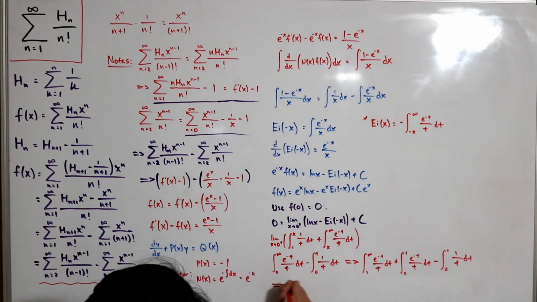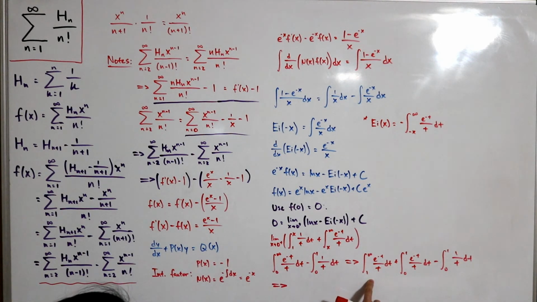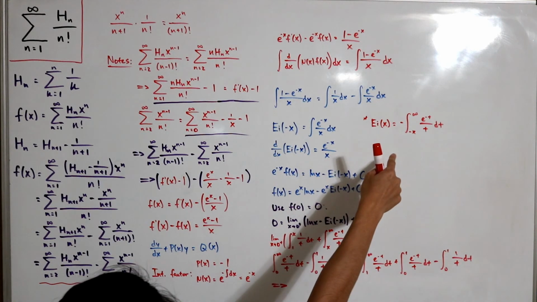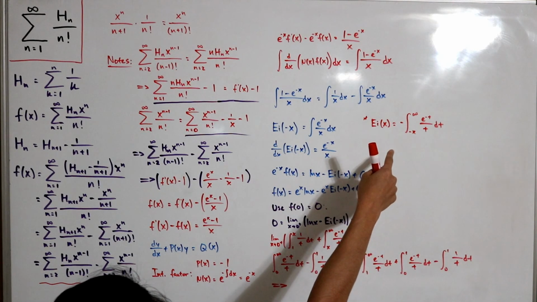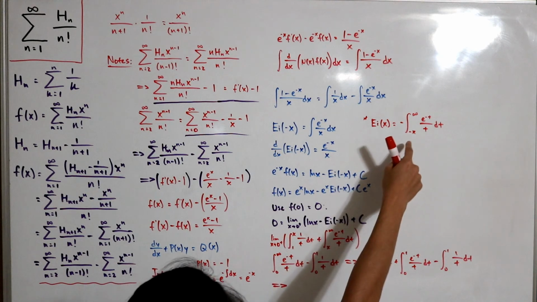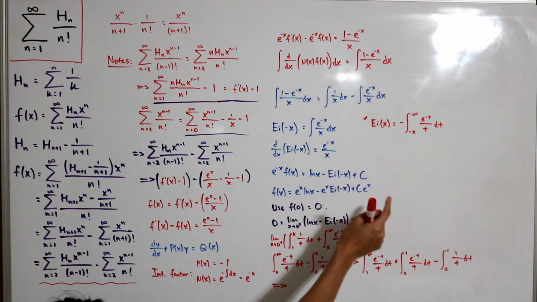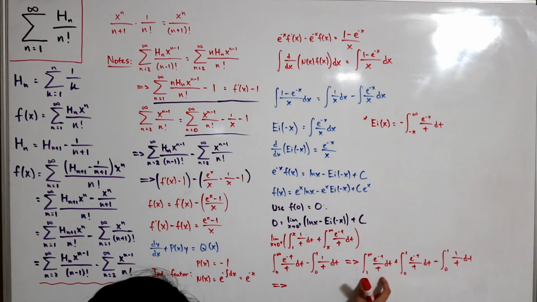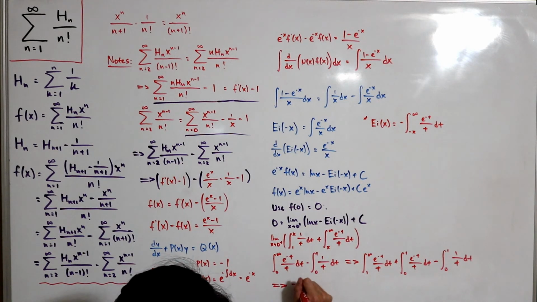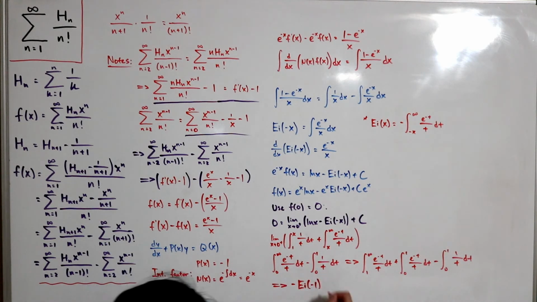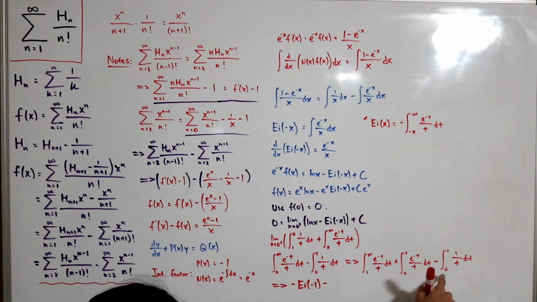Okay, now you'll see that for this integral over here, just going back to the definition, if I were to plug in, let's say, x is equal to -1, following that definition, this integral over here is actually just equal to the negative exponential integral at -1. And now next is to evaluate these integrals.